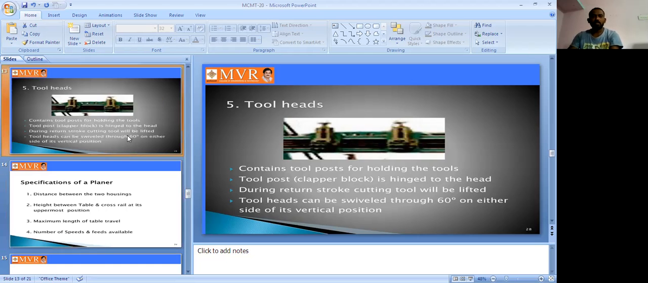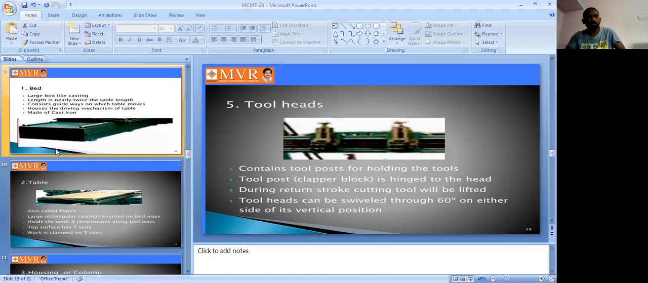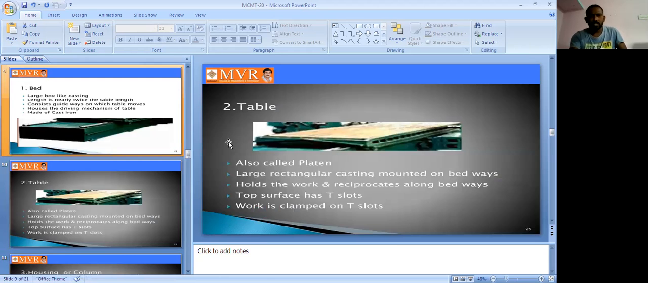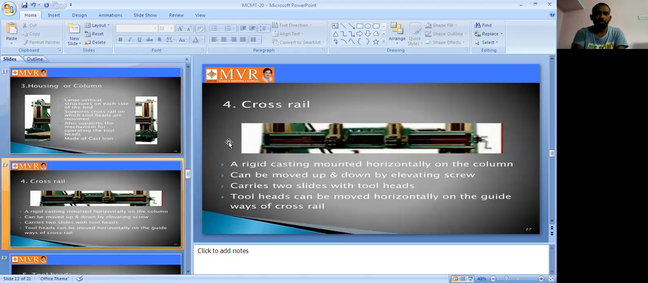So these are the major components of the planing machine. These five parts are very important: first, the bed; next, the table; third, the housing or column; fourth, the cross rail; and fifth, the tool head.